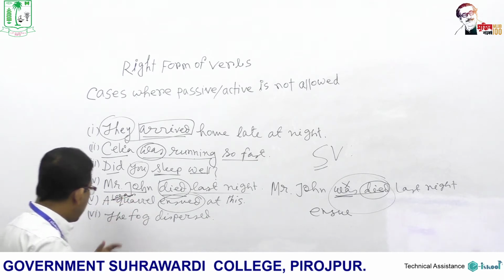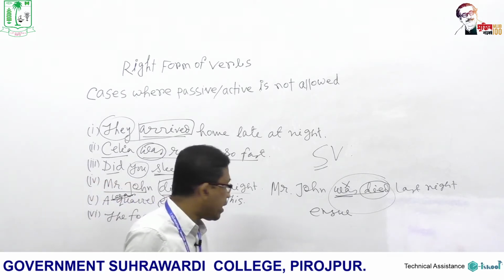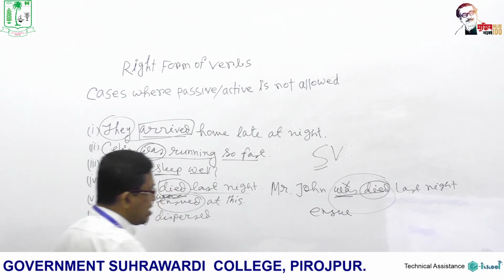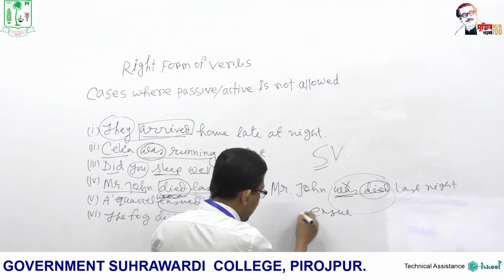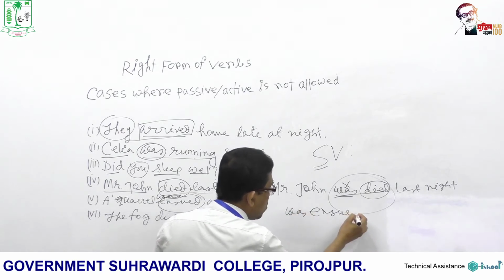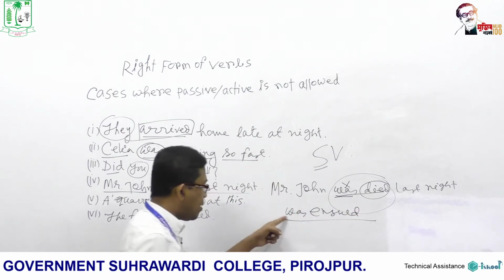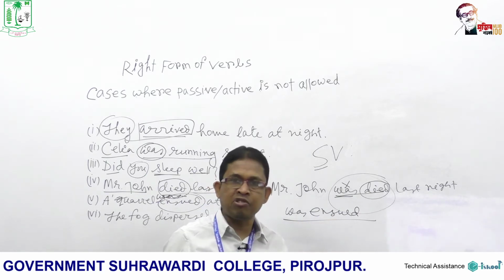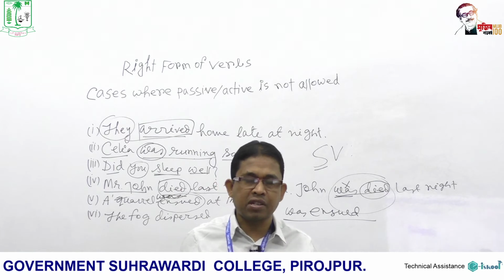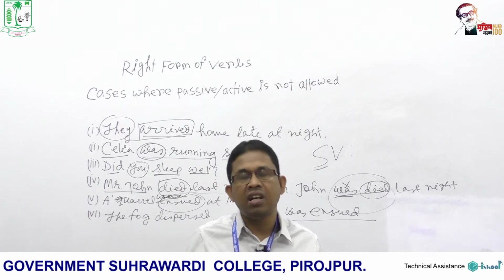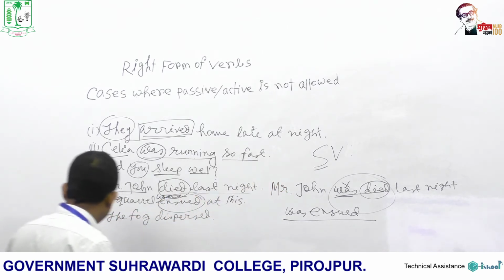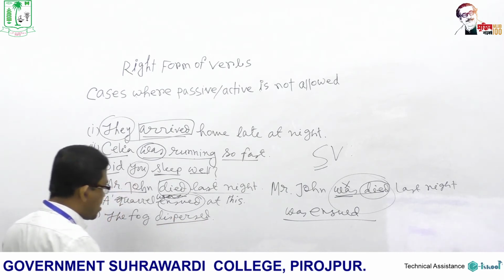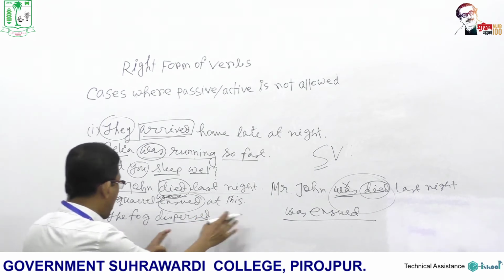That is, if you write "a quarrel was ensued", it is a wrong sentence, because you have again made it passive, but ensue is an intransitive verb because it does not take an object, and that is why you should not use it in the passive. And then, "The fog dispersed." Again, this is an intransitive verb because it does not have any object.